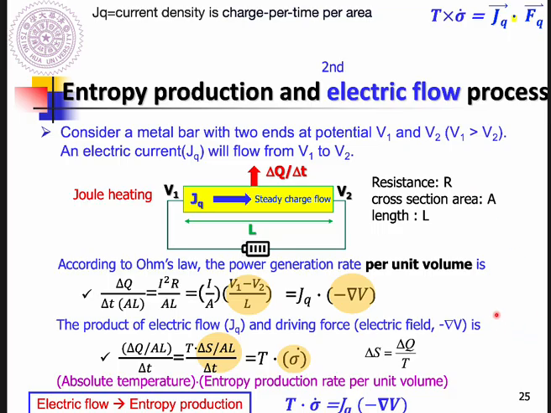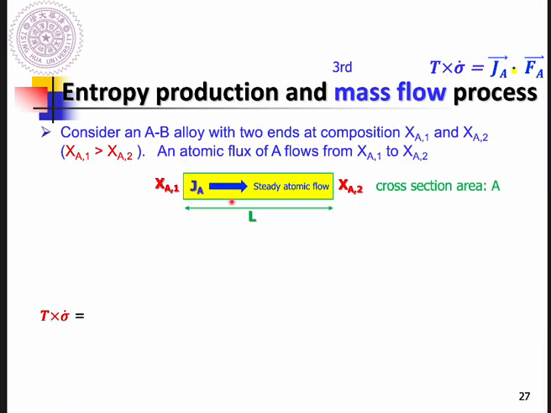And the last one would be the mass flow process, where we have a metal bar with different composition. On your left-hand side, we have a higher composition of A in A-B compared to the right-hand side. So here, the driving force will be the chemical potential gradient and induce atomic flux. And in this case, I also need to prove this equation works and can well describe this steady mass flow process.